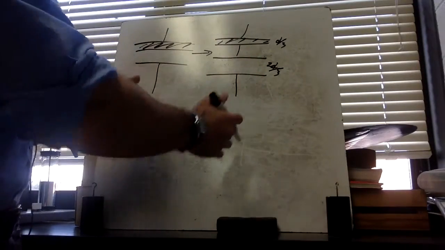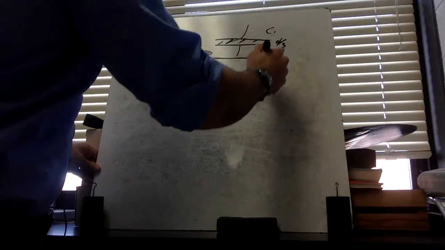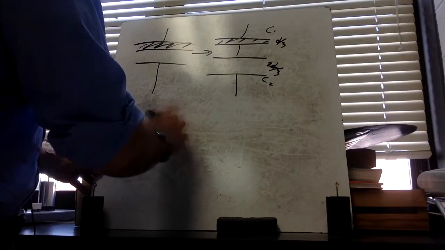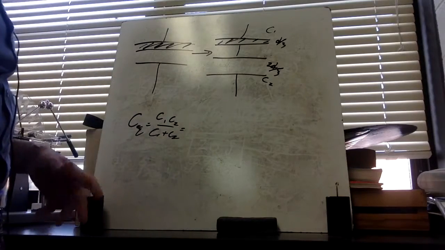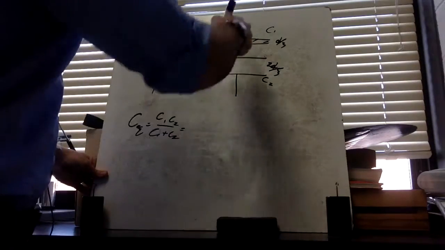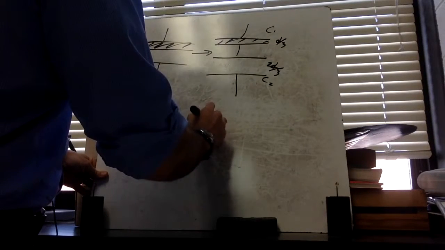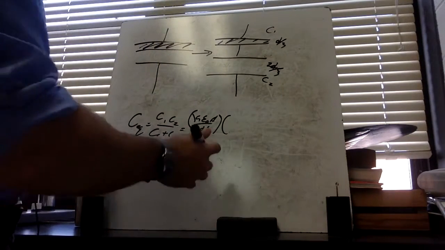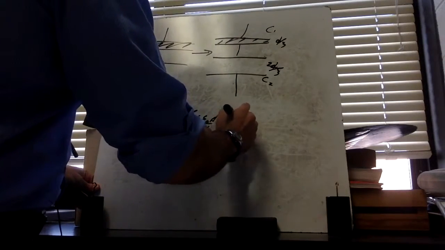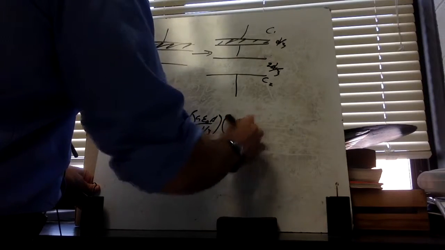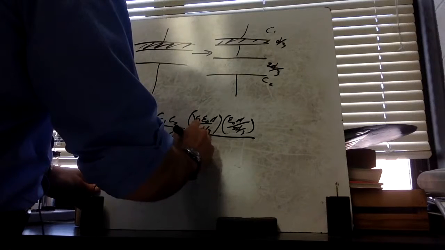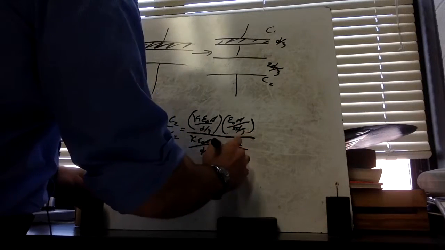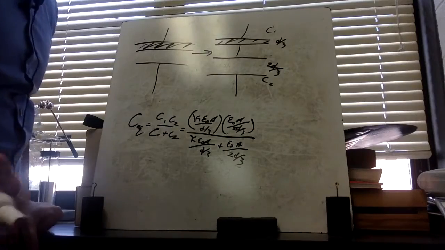So I want you to see that. And so now I add these up. Since there are two, if this is like C1 and this is C2, C equivalent is product over sum, right? And so what does that look like? Well, C1 is going to be kappa epsilon naught A over d over 3, and there's no kappa for this one because this is just the air-filled one, epsilon naught A over 2d over 3, over, and then I add these up: kappa epsilon naught A over d over 3 plus epsilon naught A over 2d over 3.